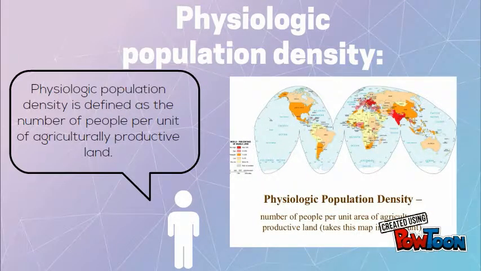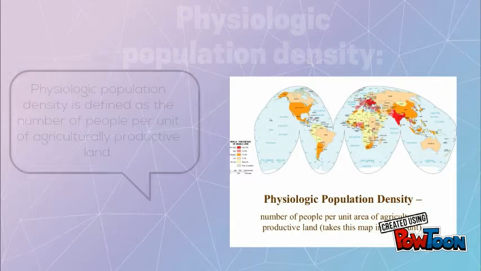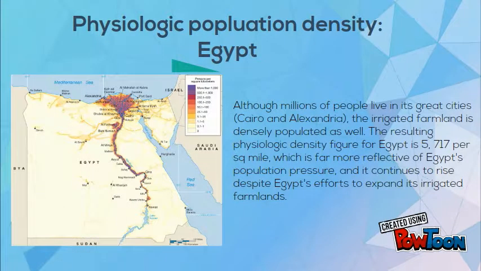Physiologic population density is defined as the number of people per unit of agriculturally productive land. This can also be misleading, such as in Egypt. Although millions of people live in its great cities, Cairo and Alexandria, the irrigated farmland is densely populated as well. The resulting physiologic density figure for Egypt is 5,717 per square mile, which is far more reflective of Egypt's population pressure, and it continues to rise despite Egypt's efforts to expand its irrigated farmlands.